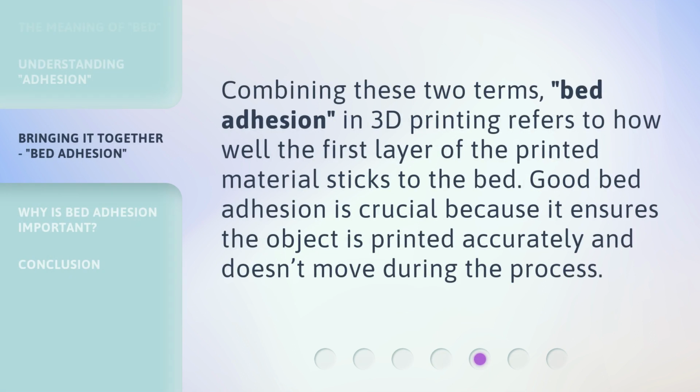Combining these two terms, bed adhesion in 3D printing refers to how well the first layer of the printed material sticks to the bed. Good bed adhesion is crucial because it ensures the object is printed accurately and doesn't move during the process.